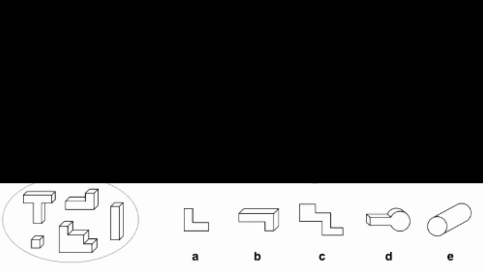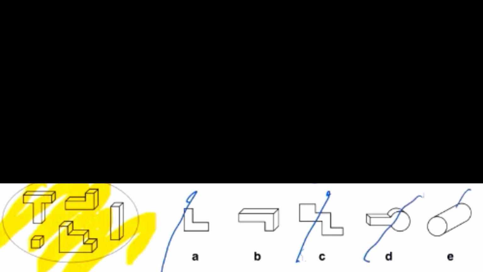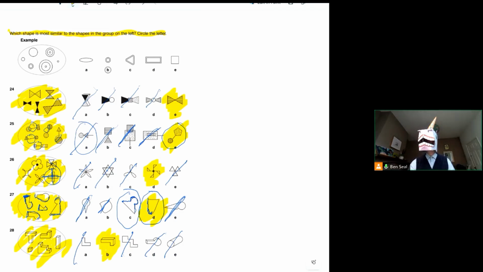Number 28. Okay, all the shapes are 3D. So straight away, I can say goodbye to that one. And that one. All the shapes just have straight lines. So we can say goodbye to that one and that one. And we're left with just B.